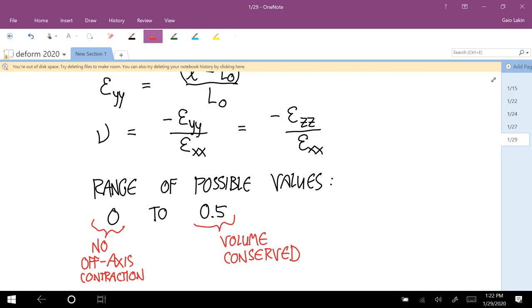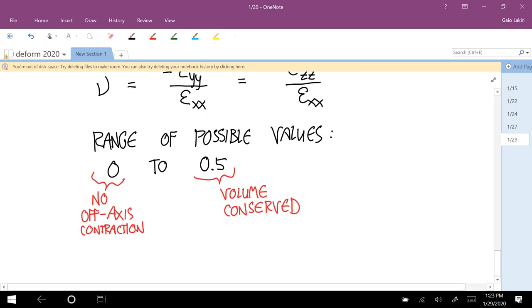There's no material where you stretch it and it contracts so much that its volume is decreased. That never happens. And if you compress it, it'll bulge out, but no material bulges out so much that its volume is increased. Okay, so this is the limit that it's incompressible.